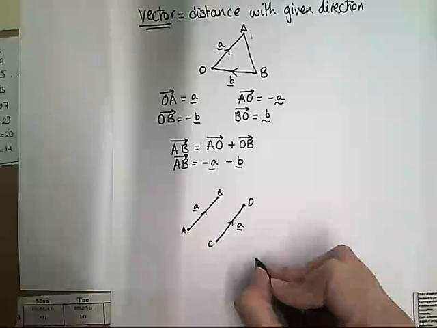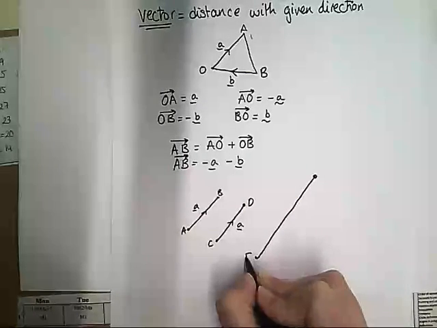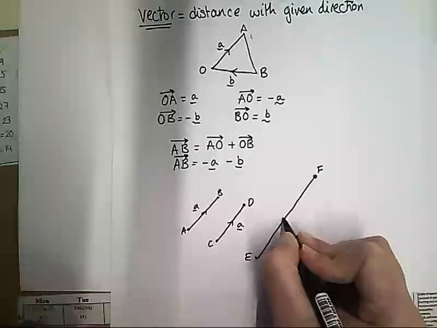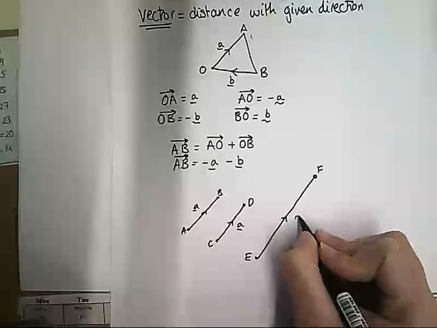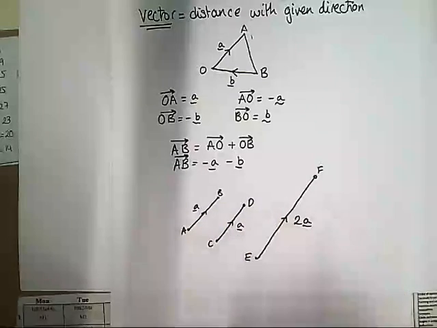Okay? And if I had another line that was parallel but was twice the length, so E to F is twice the length, then that would have the same vector, but it would be twice the length, so it would be 2 lots of A. And that would mean all of these are parallel.